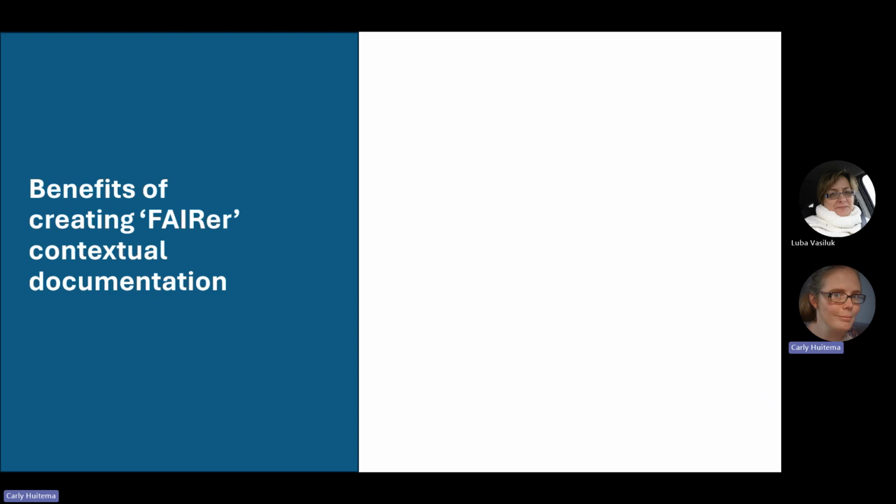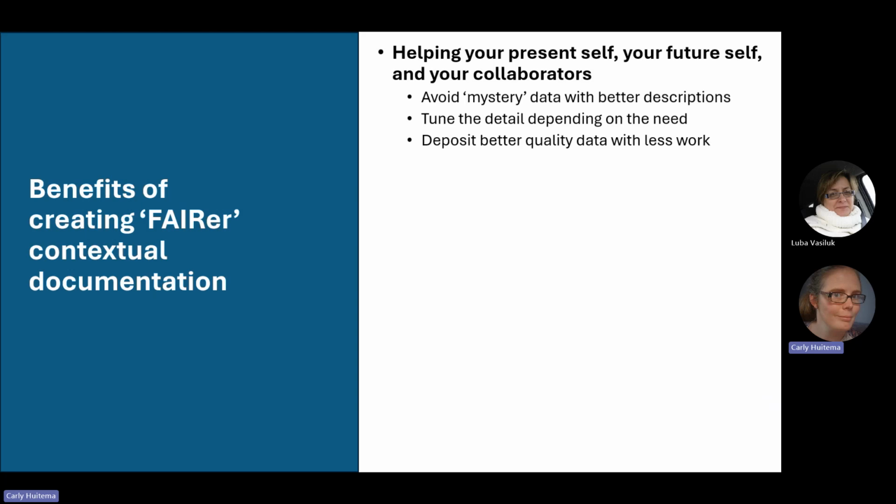Benefits of creating more FAIR contextual documentation, making your data more FAIR: first of all, you're going to be helping your present self, your future self, and your collaborators. You're going to be avoiding mystery data because you're going to have better descriptions. You're going to be able to tune the detail to the work. What that means is that your calibration sets do not need a lot of metadata because they're one-offs, ones and dones, right? You might want to be able to quick check or something like that, versus this wonderful, beautiful data set that you've pulled together and cleaned up and you're publishing and you want other people to have access to. That is something that should have more contextual information added. So it's not do all the work for every little thing. What you're trying to do is deposit better quality data with less work.